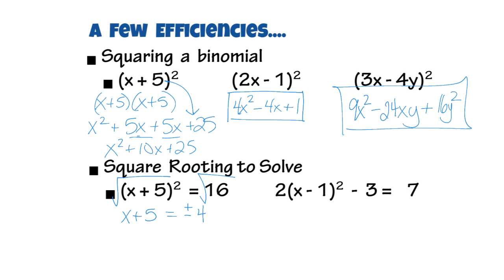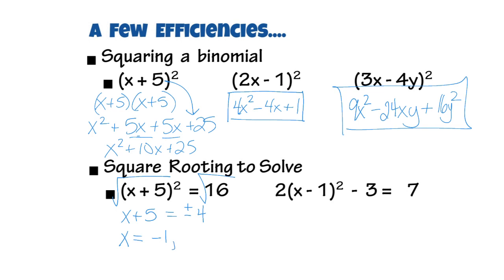This is a quadratic because it's a squared. And so I know I have to have two answers. If I don't do the plus or minus, I'm not going to get my two answers. Then you're going to subtract the 5. And you look at the two options. If 4 was positive and you subtracted 5, you'd get negative 1.